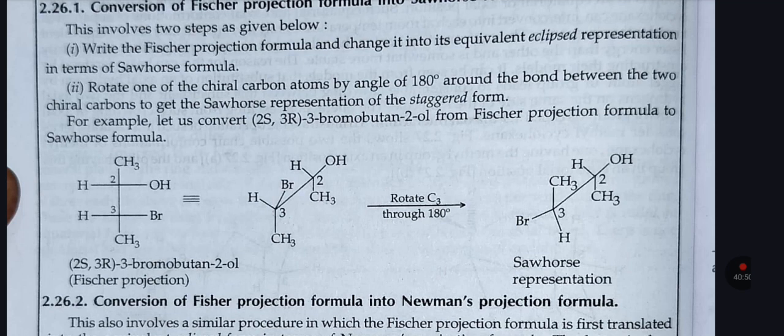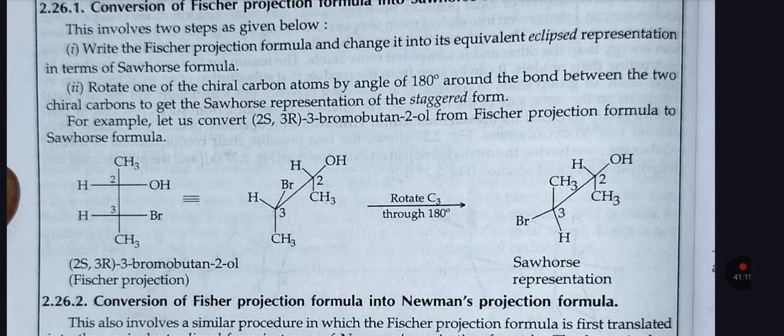For example, let us convert 2S,3R 3-bromobutan-2-ol from Fischer projection formula to Sawhorse formula. We take this structure in Fischer projection, then it is given in Sawhorse projection. Rotating C3 through 180 degrees will give the Sawhorse representation.